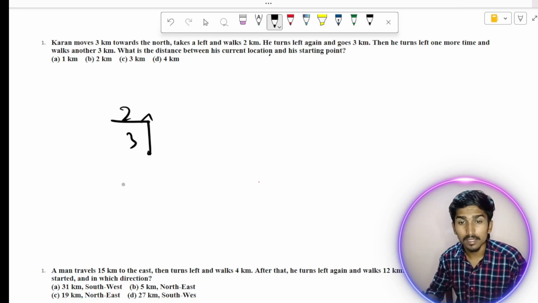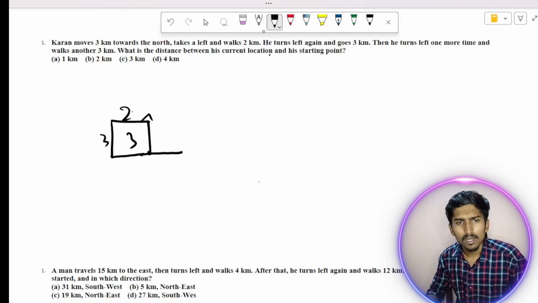Fantastic. He turns left again. Left means this is left, 3 kilometers. Okay, this is 3 again. Then he turns left one more time. What is the left and right? This is a right. This is a left. So left one more time and walks another 3 kilometers. See, if it is 2, remember, here they're asking he moves 3 kilometers, means bigger than the 2.